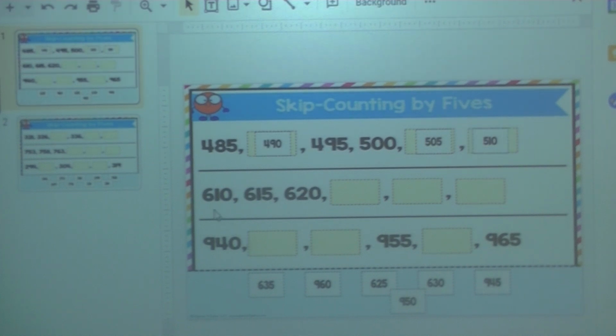Now let's look at the next row. We're starting with 600. If you cover up your hundreds place, we have 10. So think about counting by 5s. 10, 15, 20. What would come next? 25. So we're counting by 600. 610, 615, 620, 625. After 25 is 30, 630. 625, 630, 635.